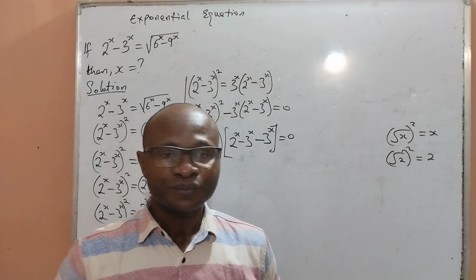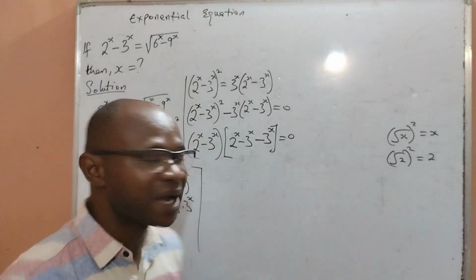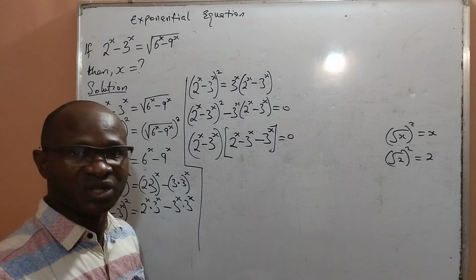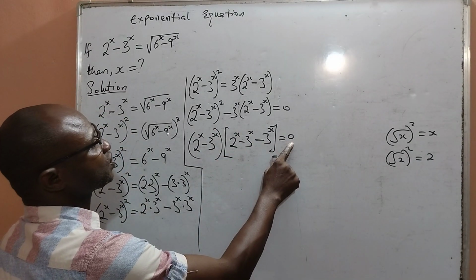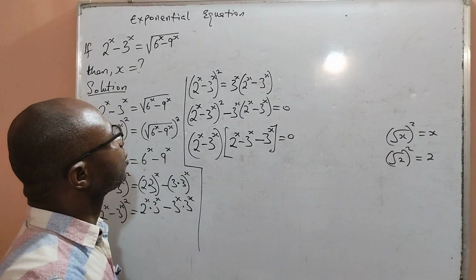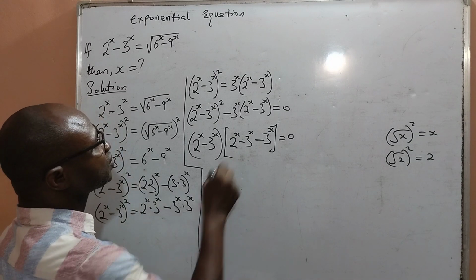Okay, now the next thing I want to do is, if you look at what I have on the board, you will agree with me that both brackets are equal to 0, meaning that the first bracket is equal to 0 and the second bracket is also equal to 0. All right. Therefore, looking at that, I can now have what you see again.